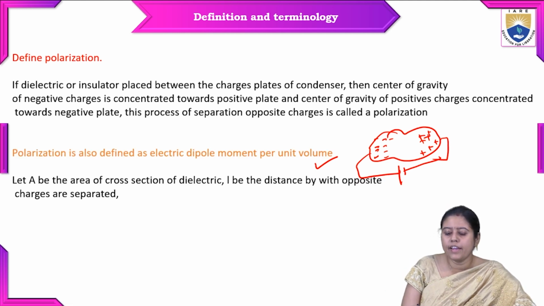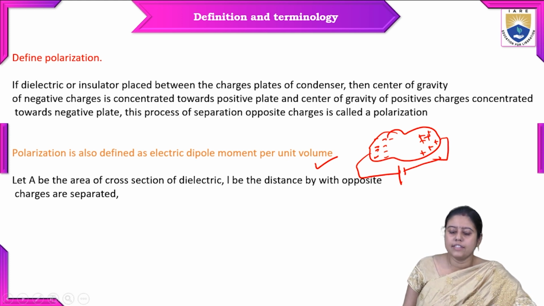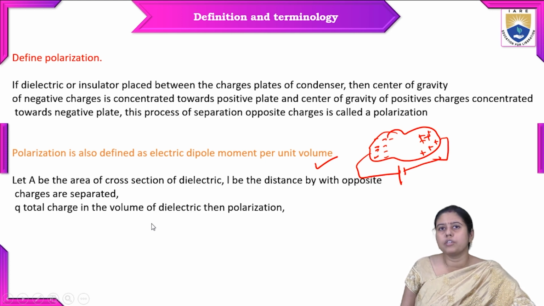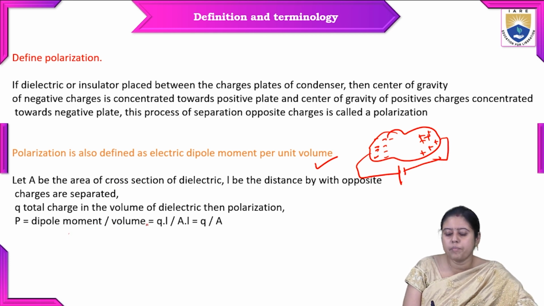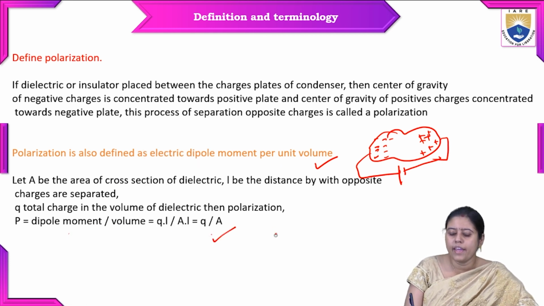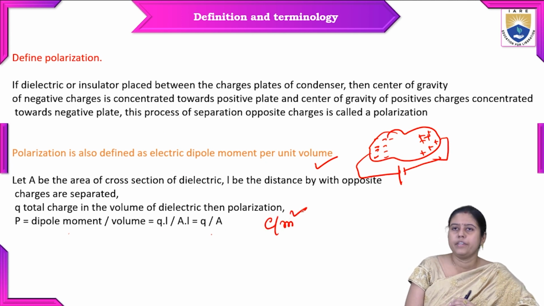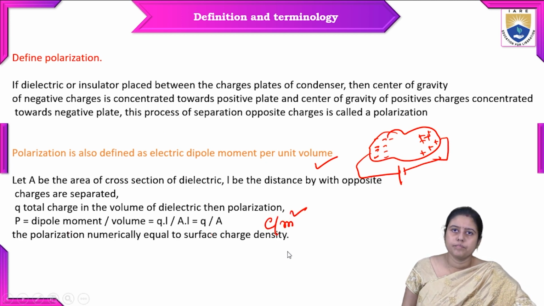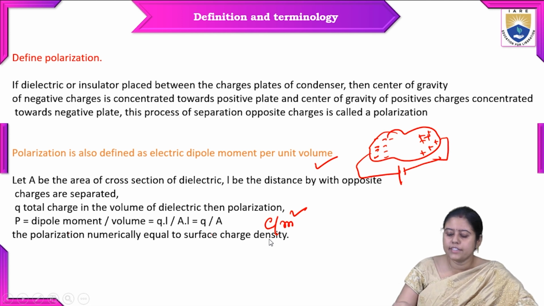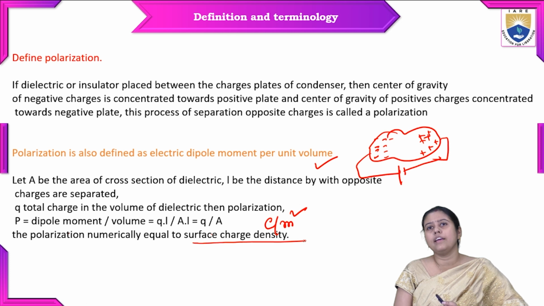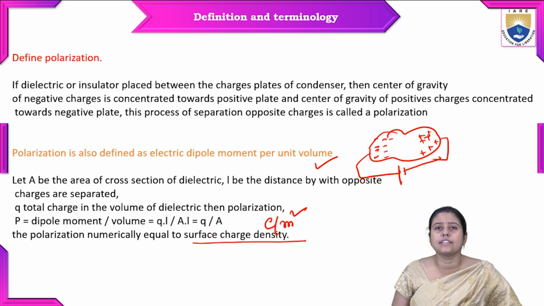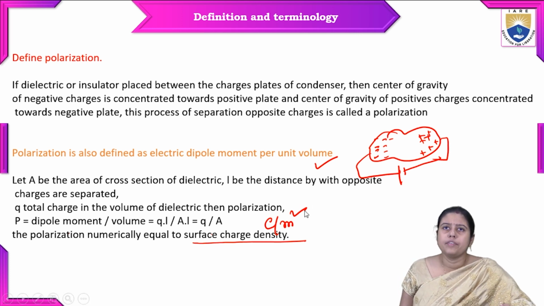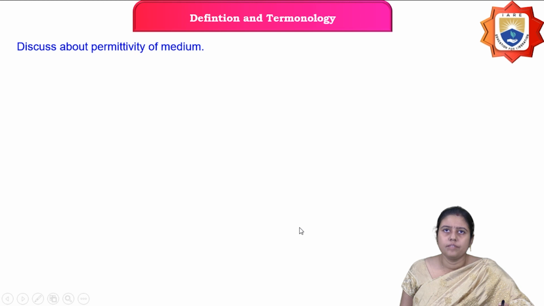Let A be the area of cross section of the dielectric, l the distance by which the opposite charges are separated, and Q the total charge in the volume of the dielectric. Then polarization, the dipole moment per unit volume, is equal to Q by A, and the unit is coulomb per meter square. Numerically the polarization equals the surface charge density, but in the practical case there is no relation between the surface charge density and polarization.